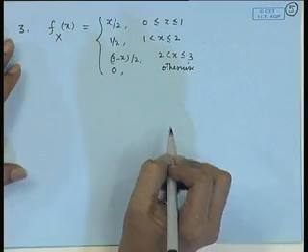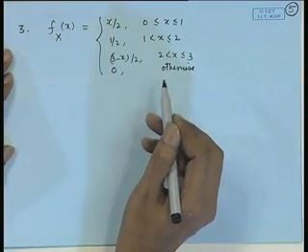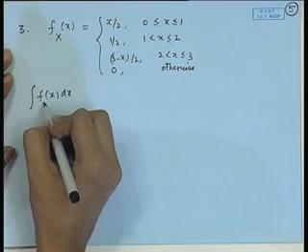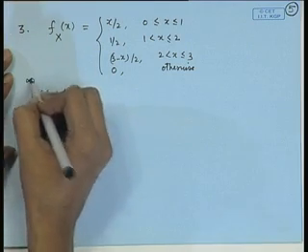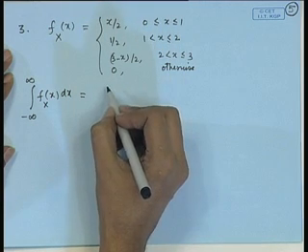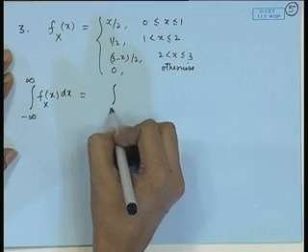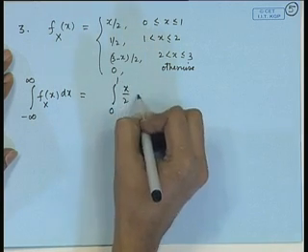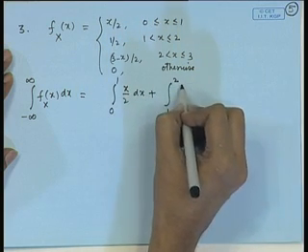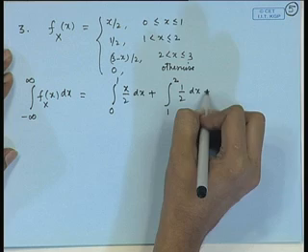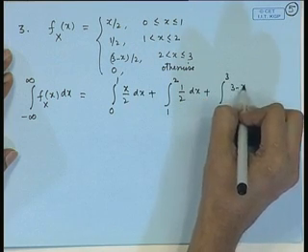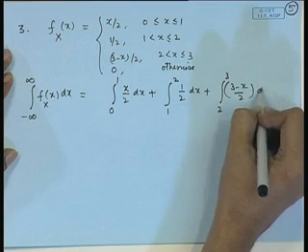First thing is, we should notice whether it is a proper probability distribution. Then the integral of f(x) dx over the full range must be equal to 1. Obviously, it is a non-negative function. So, this will be equal to integral 0 to 1 x by 2 dx plus integral 1 to 2 1 by 2 dx plus integral 2 to 3 (3 minus x) by 2 dx.